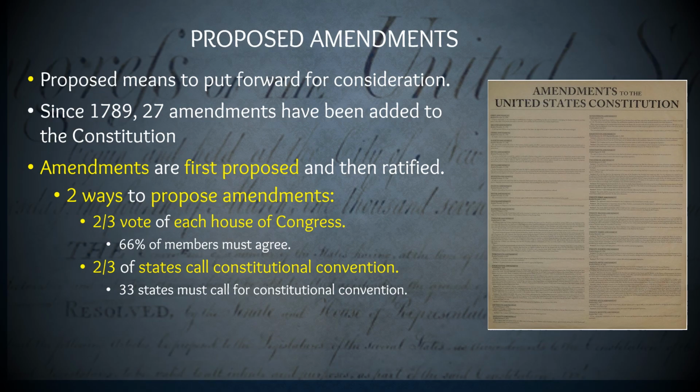So there are 435 members within the House of Representatives. So 2/3 of those members have to agree to the amendment. There are 100 members within the United States Senate. So 66 individuals have to agree to that amendment. So that's the first way to propose an amendment.